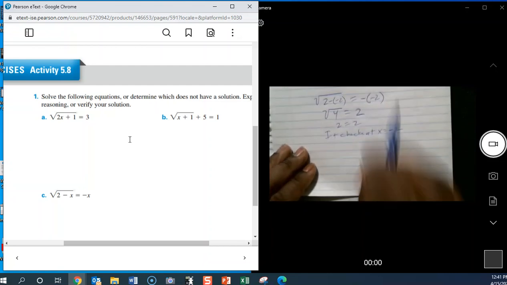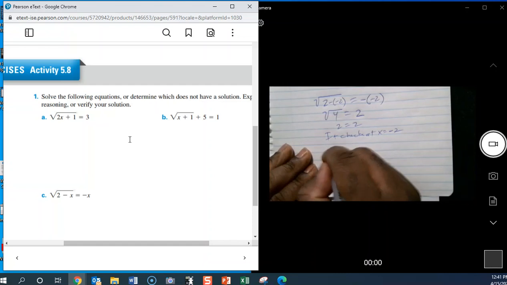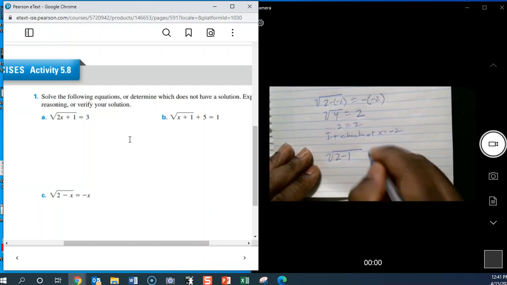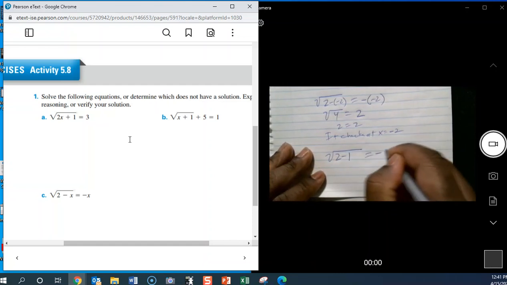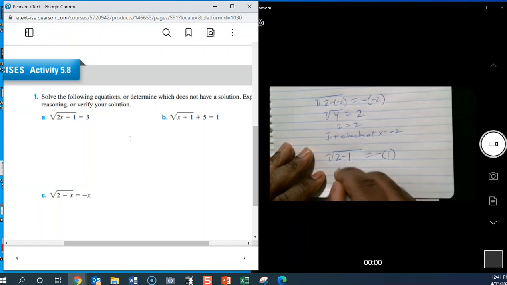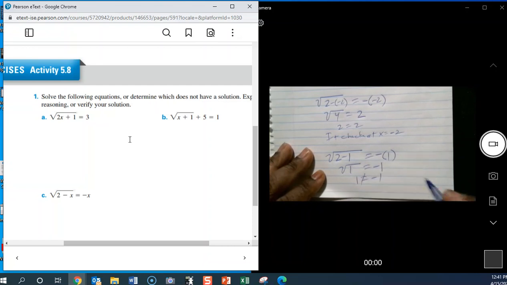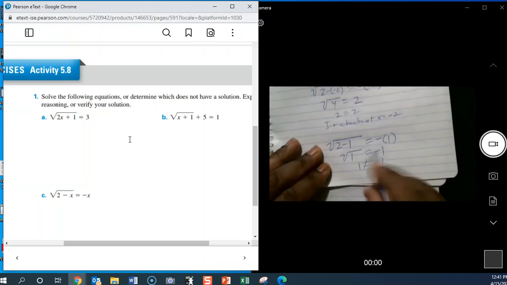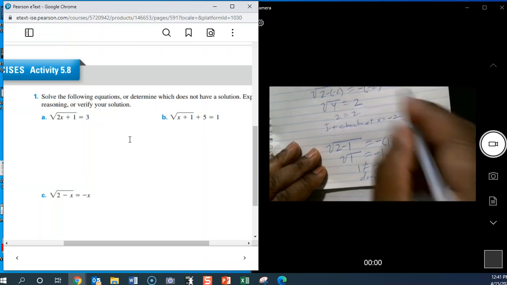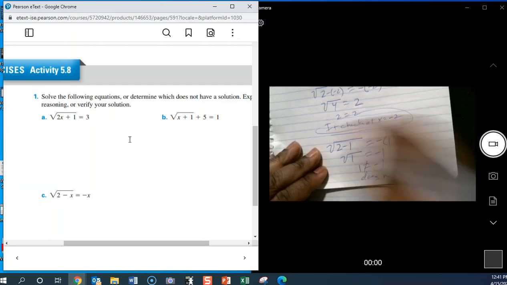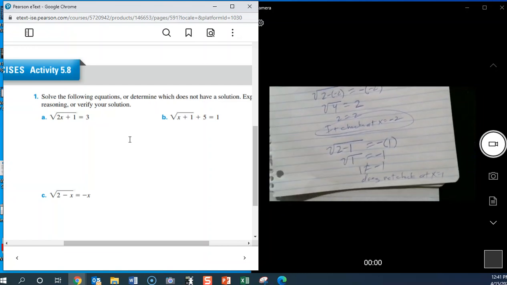Now we're going to try the 1. So we would take the square root of 2 minus 1 is equal to the opposite of 1. Square root of 2 minus 1 is the square root of 1 equals negative 1. And 1 doesn't equal negative 1. So this does not check. Does not check at x equals 1. So your final answer here would just be x equals negative 2.